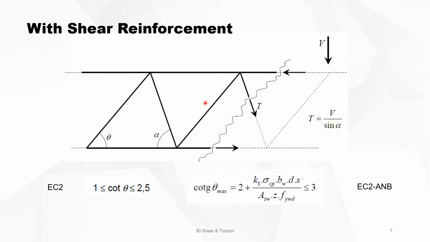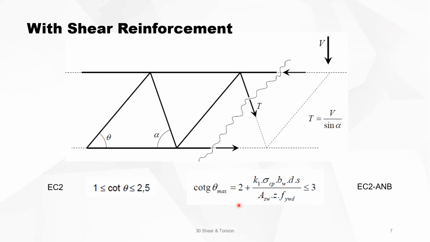This is the truss system again. It's a little bit more general. The inclination of the compression strut is theta. The inclination of the stirrups or the shear reinforcement is alpha. And according to Eurocode 2, the cotangent alpha must be between 1 and 2.5.